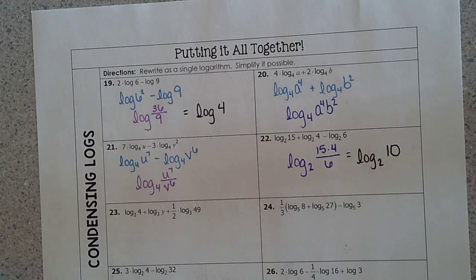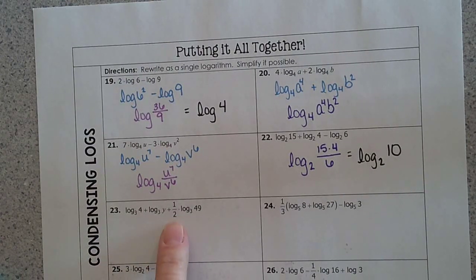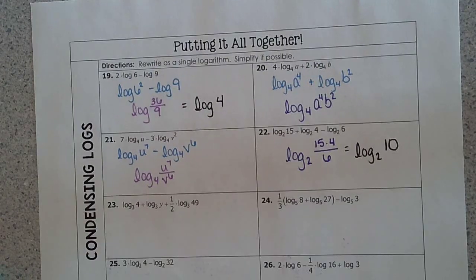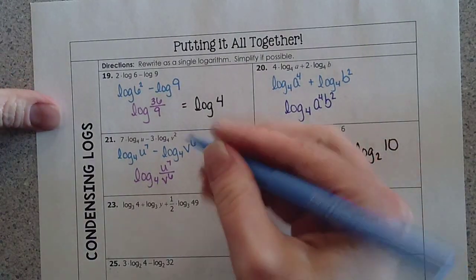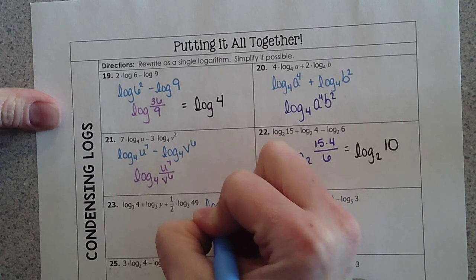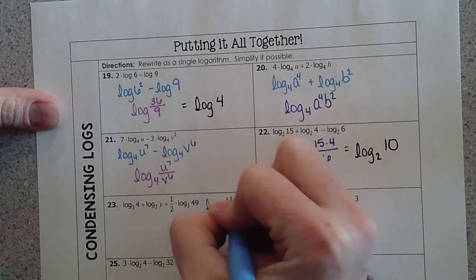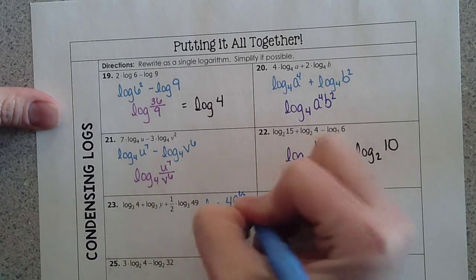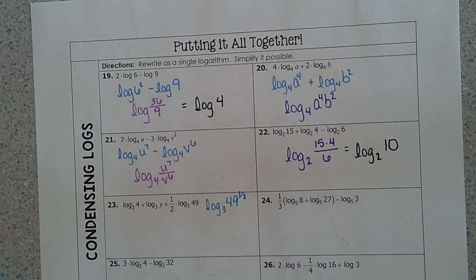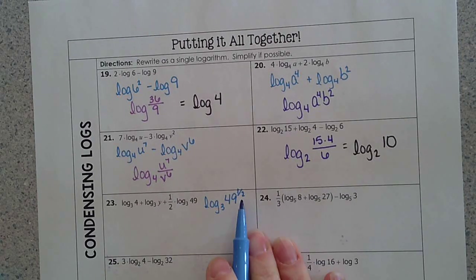Okay, looking at number 23. I now have 3 terms that are being added together. That's going to give me a multiply, multiply, multiply. I also have a 1/2 coefficient. I'm going to do my 1/2 coefficient here first. That's going to give me log base 3 of 49 to the 1/2. What does that 1/2 exponent do to my 49? Takes it to 7, because this means square root.